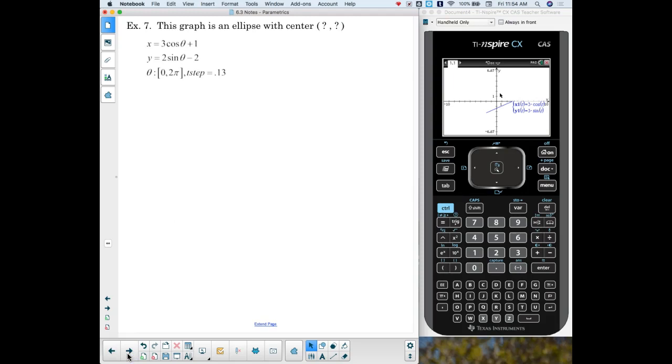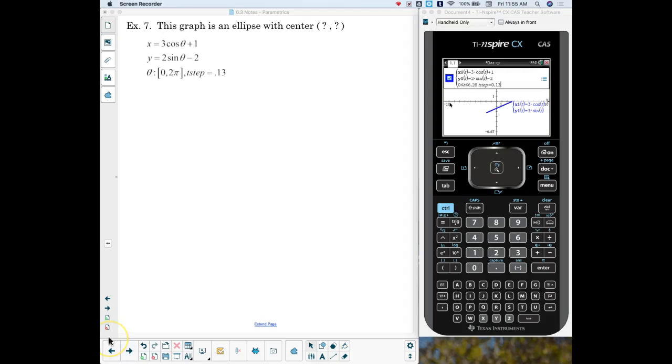So, graph this one for me. Okay? It's an ellipse, but I want you to figure out where the center of the ellipse is. So my x value is 3 cosine of t plus 1. My y value is 2 sine of t minus 2. Again, I can't use theta here because my function is based off of t. And then I'm going from 0 to 2 pi, and my t-step is 0.13. When I hit enter, I get that.